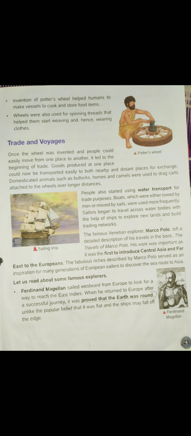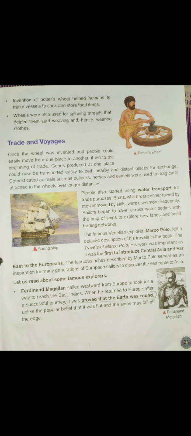Sailors began to travel across water bodies with the help of ships to explore new lands and build trading networks. Many sailors wanted to build a network for trading, so they explored new lands, or you can say they wanted to discover new lands and new ways to go to a new country. That's why they could achieve more success in trade.